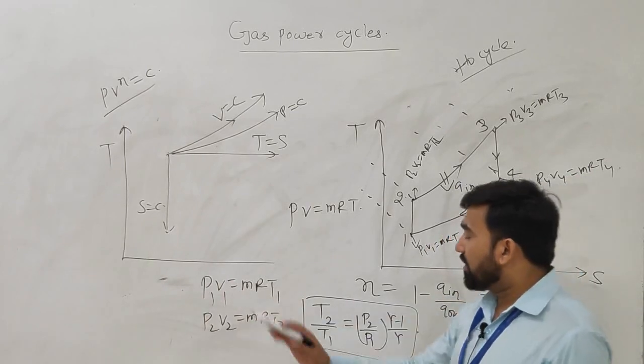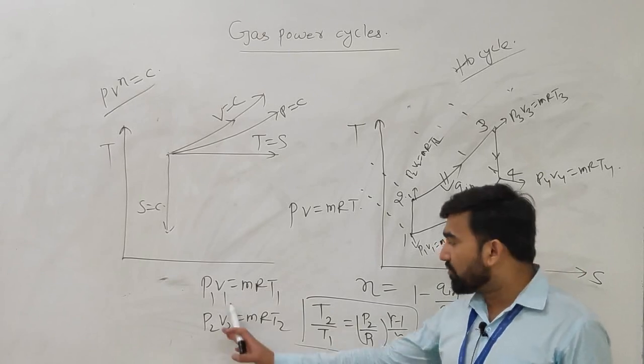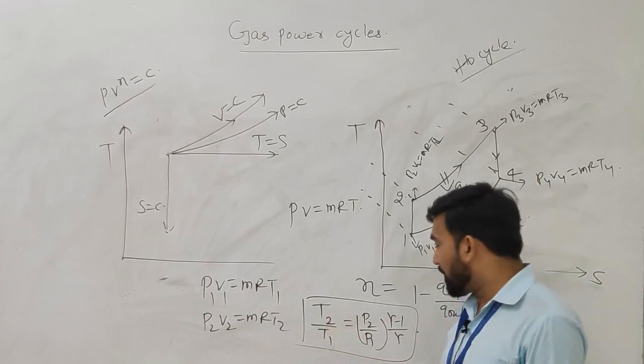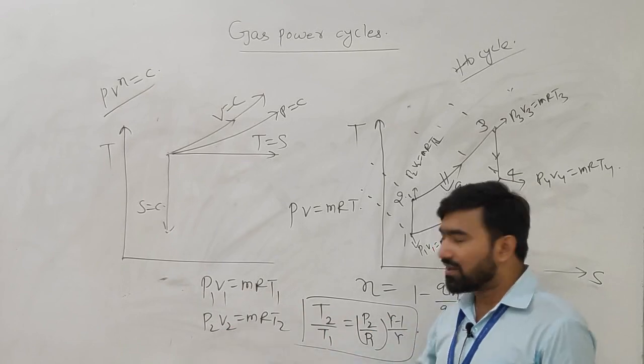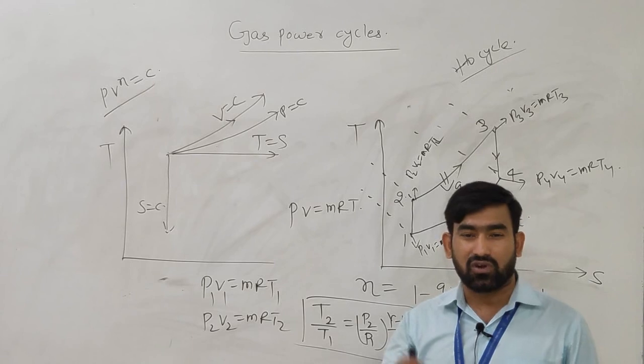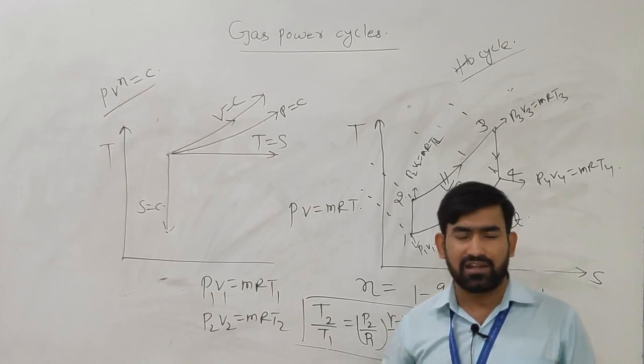With the help of P1 V1 equal to MRT1, P2 V2 equal to MRT2, T2 by T1 equal to P2 by P1 power gamma minus 1 upon gamma, we can calculate all the temperature and pressure at all the salient points in case of Otto, Diesel, Dual, Atkinson, Lenoir, Carnot, whatever it may be.